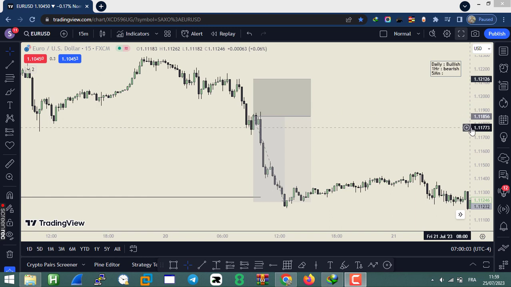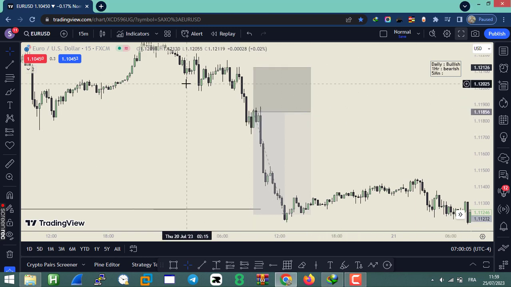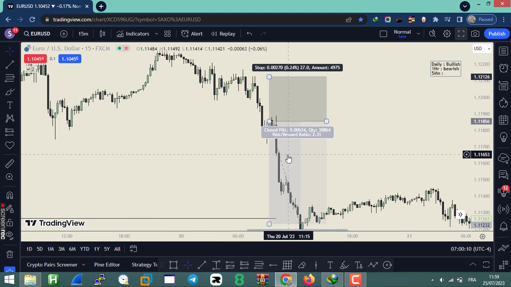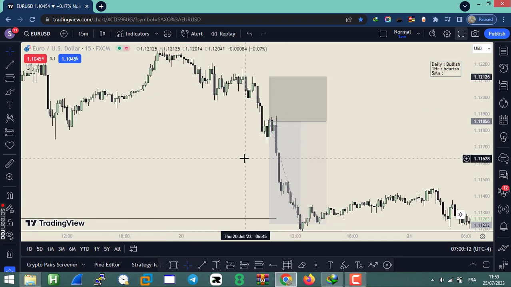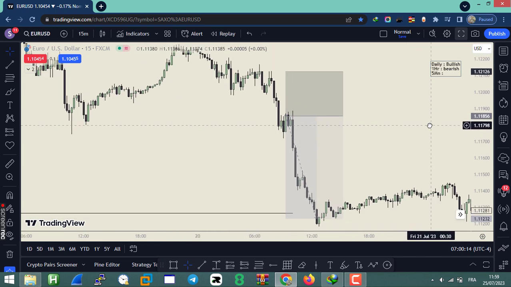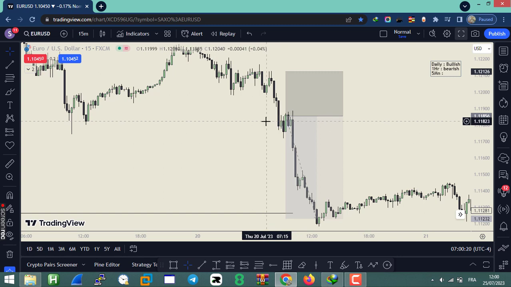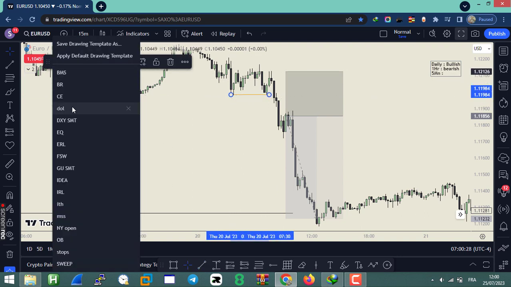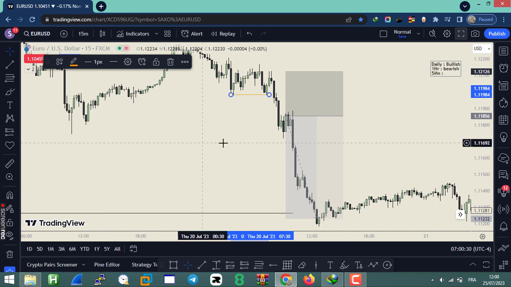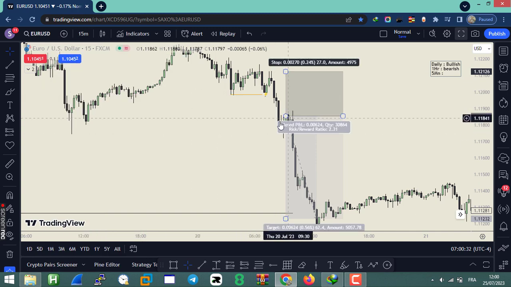Let's see. So we have a 15-minute chart of EUR/USD, and this is from the 20th of July. All right. So we have a market structure shift right here. This is the New York kill zone. All right. You have a market structure shift. You can see that we have violated these recent swings right here. And now we are interested in a short position.